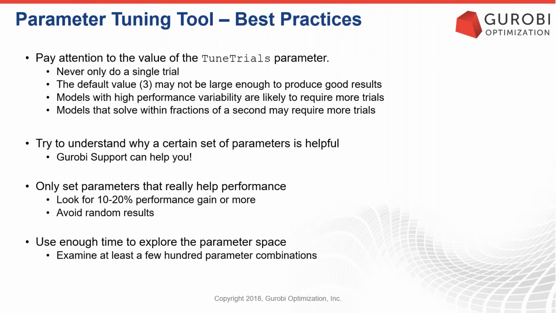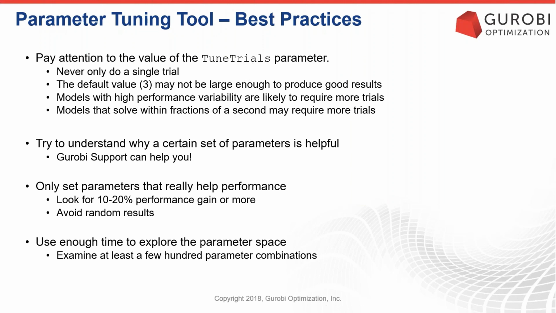As a final slide, let's take a look at what we say are best practices for the parameter tuning tool. Be aware of performance variability. So pay attention to the tune trials parameter. The default value is 3 currently. 3 may not be large enough to produce good results. For example, models with high performance variability are very likely to require more trials. Also models that solve very quickly, for example, within fractions of a second, usually need more trials because otherwise there's also a danger of overtuning or of having random observations.